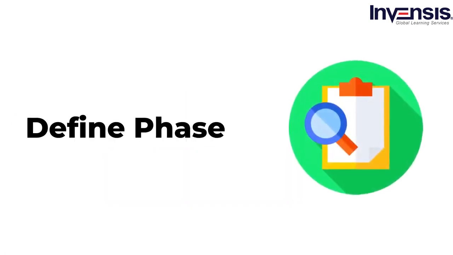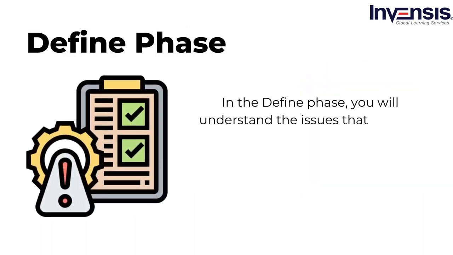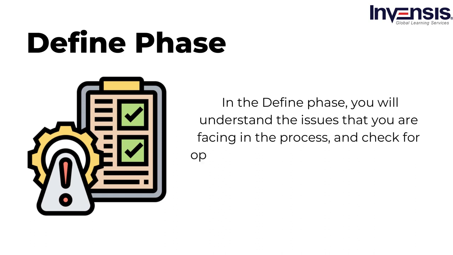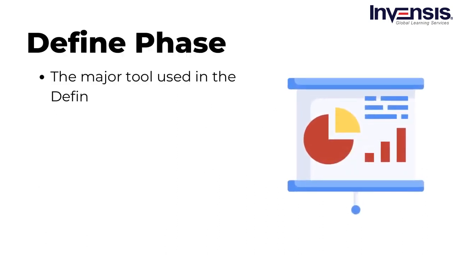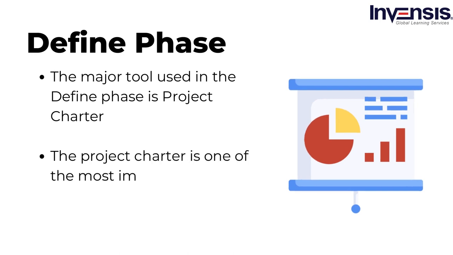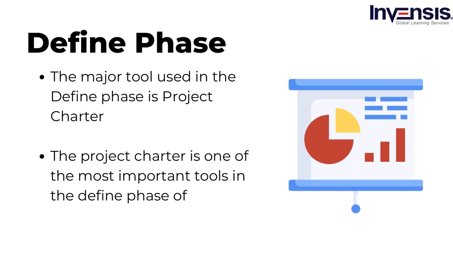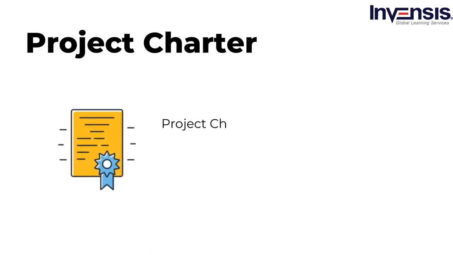So we will start with the tools in detail. Let us start with the define phase. In the define phase, you will understand the issues that you are facing in the process and check for the opportunities to improve the process and also get the customer requirements. Here in this phase, the issue is considered as a single process and understanding the process to resolve the issue. The major tool used in the define phase is the project charter. The project charter is one of the most important tools in the define phase of every project. Now, let us understand what is project charter.